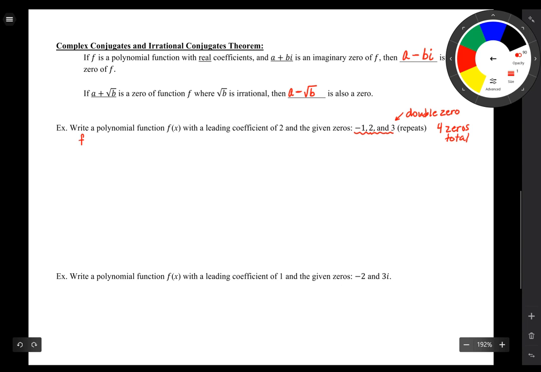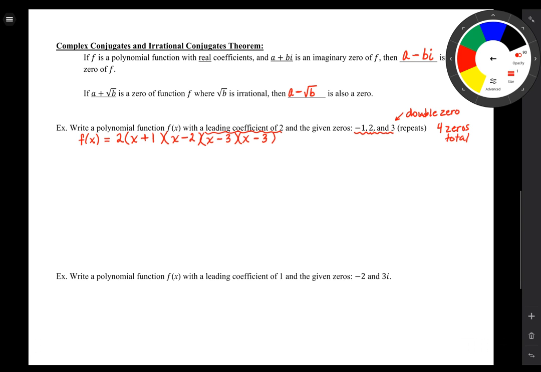It's not that bad. F of x equals, the leading coefficient is 2, so it goes immediately after the equal sign. Now all of your zeros go in parentheses. There's 4. X is our variable, so x, x, x, x. -1 is a 0, so you don't put -1 here. You put its opposite because remember, when you set that equal to 0, you get the 0 that's called -1. Same with the 2. Same with the 3. And 3 is a double zero, so it repeats twice.